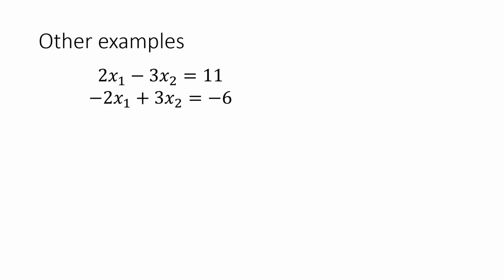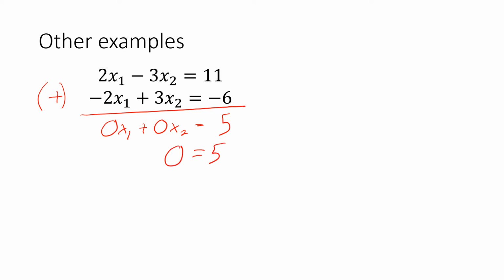Here's a couple more examples where we can have some other things that are happening. So we saw one system that gave us an answer. What if we have something like this? Well, let's take this example, and we can note right away that if we add these together, we eliminate a variable. So what happens here if we just add these two equations together? We get 0x1 plus 0x2 equals 5. Uh-oh, 0 equals 5. There's a problem. That's impossible. That is no solution.